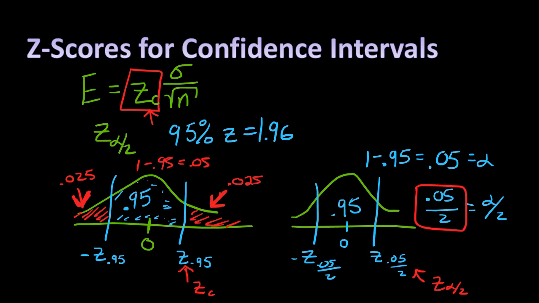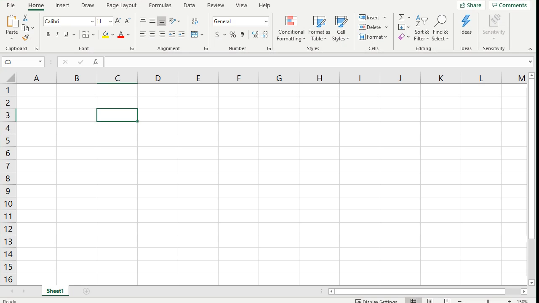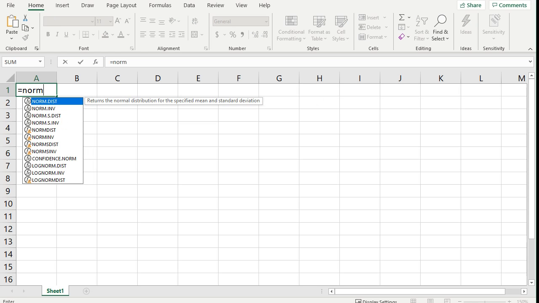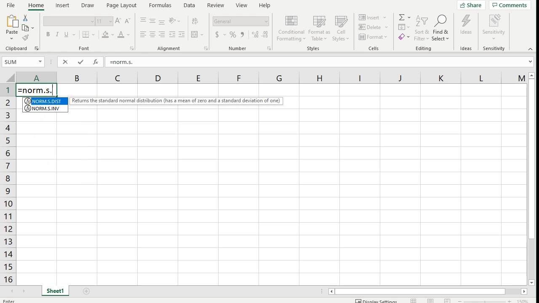So how do I figure out what this value is here? Remember, calculators always find the area to the left of whatever you give them. If I know this area, then I can find this value. So let's go to Excel and do that. Type in equals NORM.S.INV, the standard normal inverse.